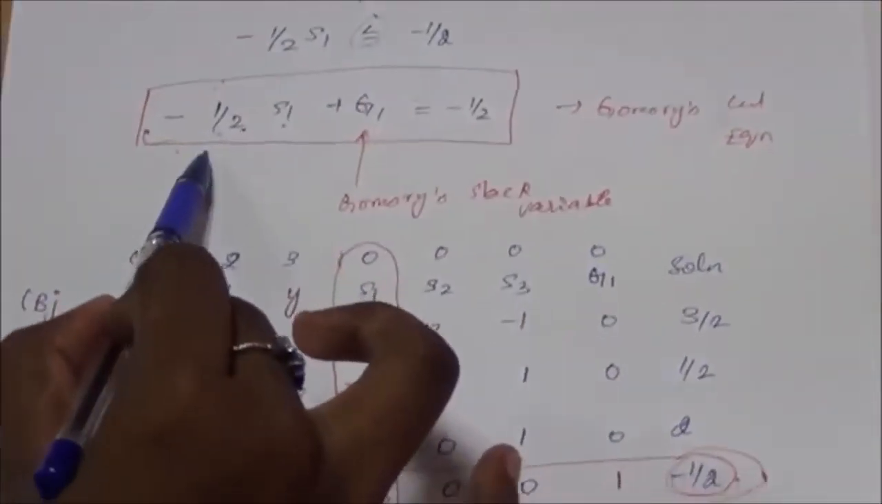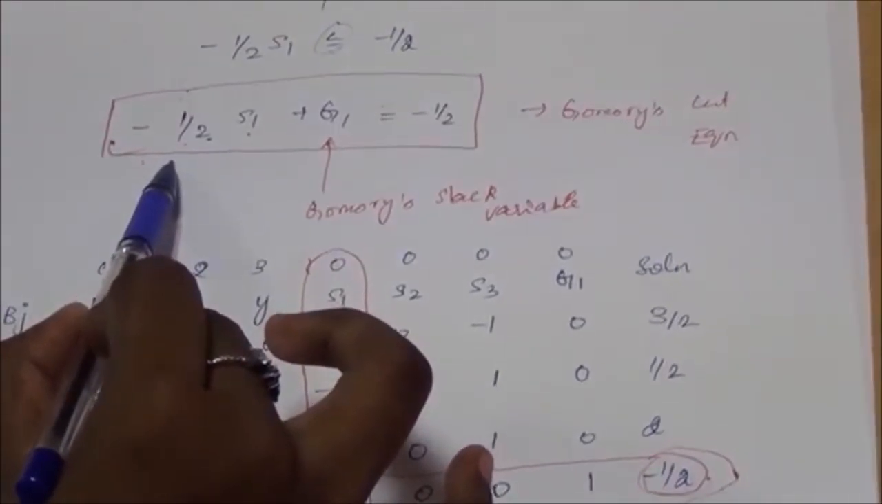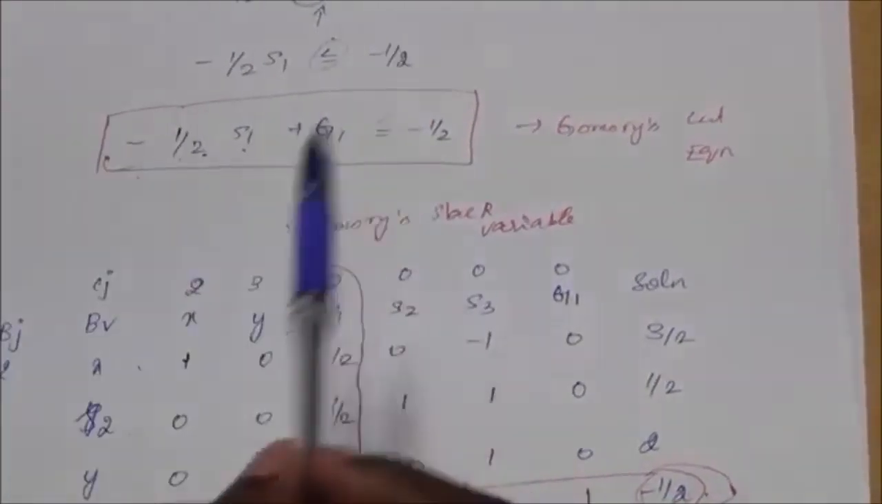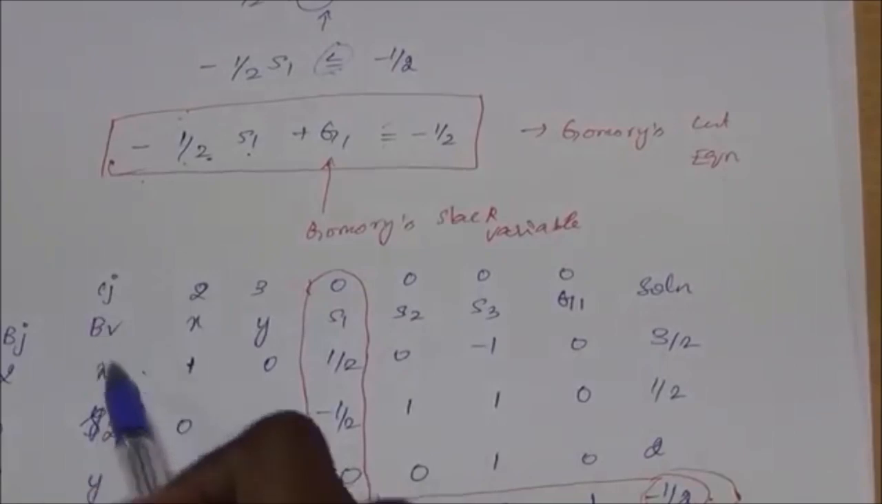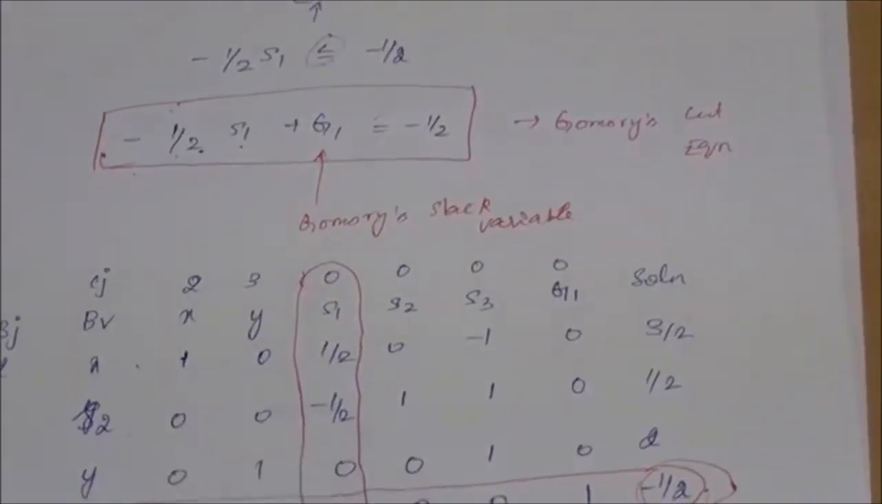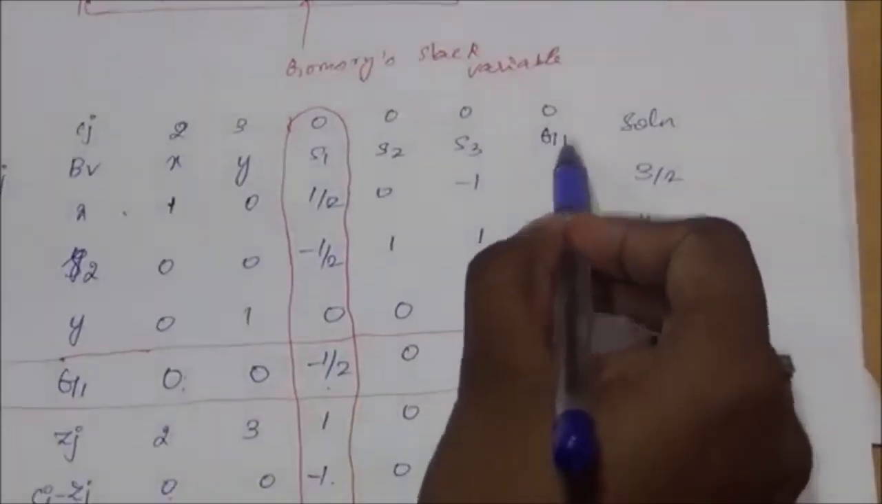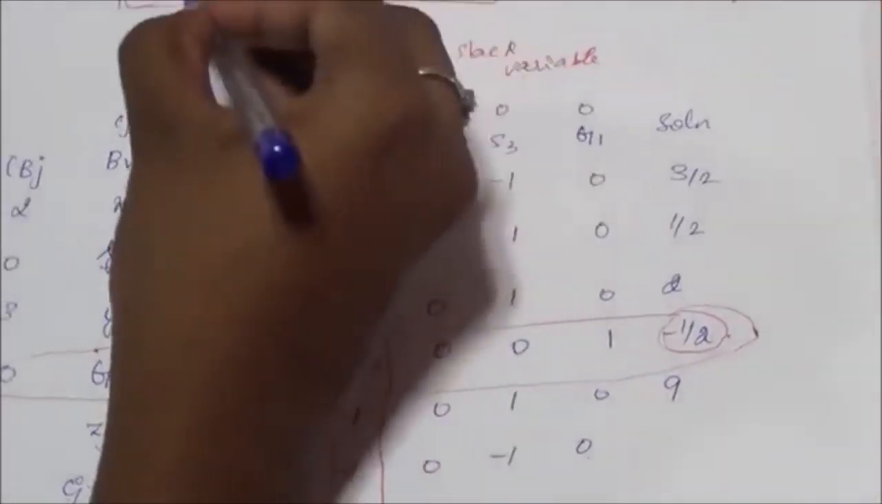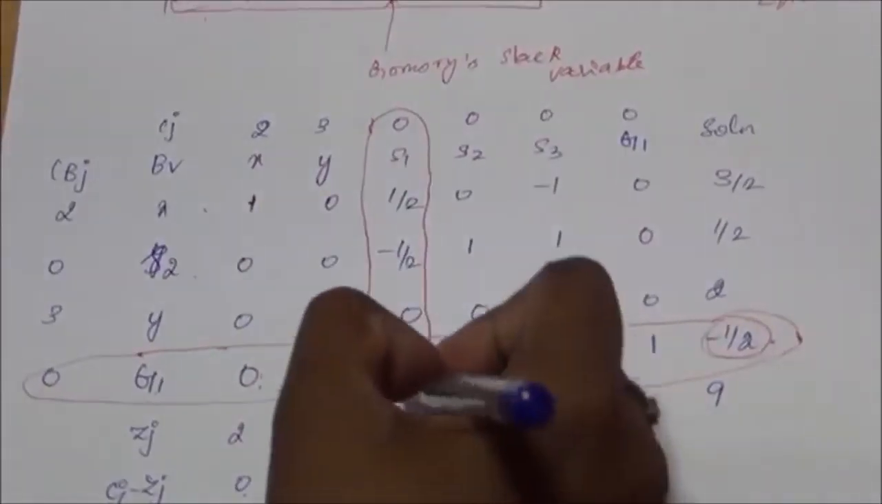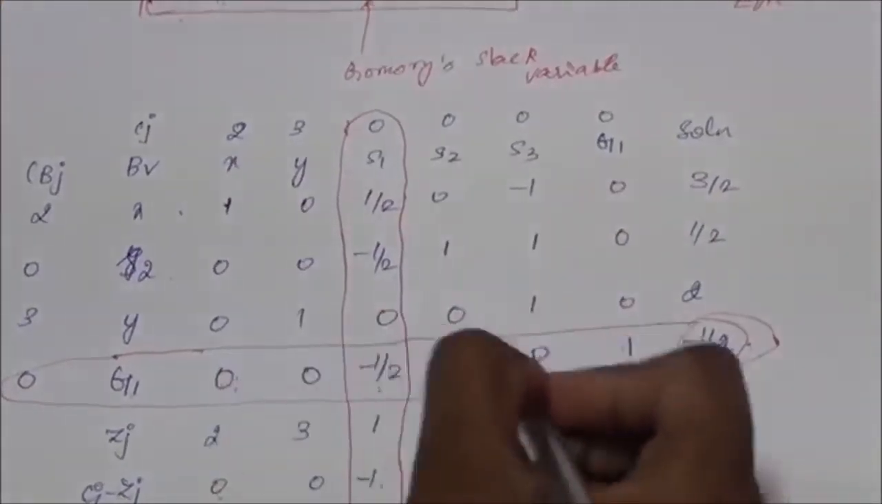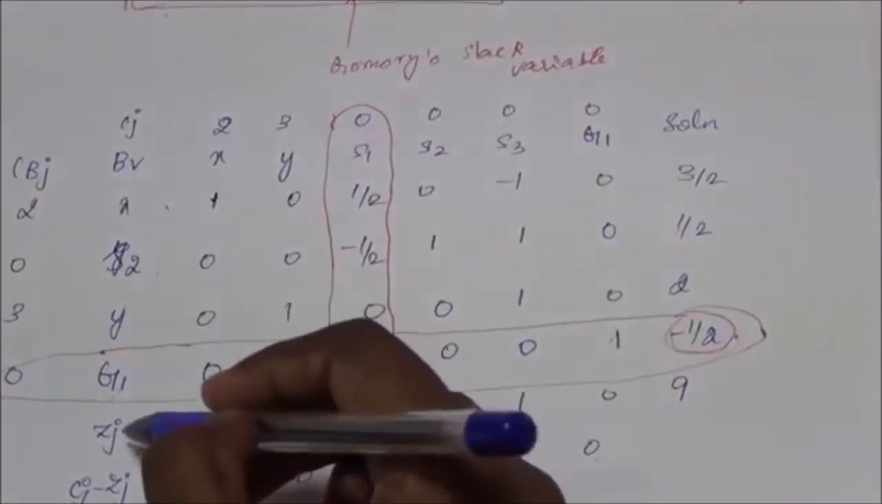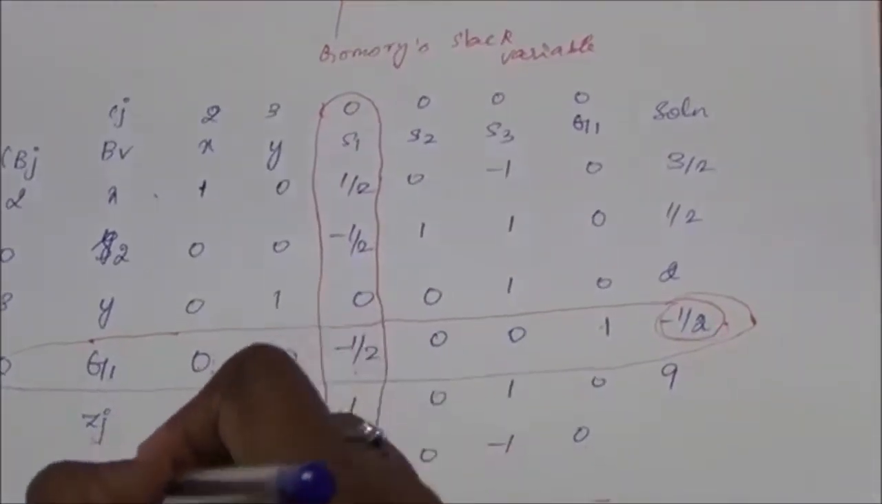We have to include this constraint to the last table of the simplex method. So the same table will have to be rewritten again with a new row and column which is nothing but G1, and the corresponding coefficients we find are S1 is minus 1 by 2 and G1 is 1, remaining all 0. Again we have to follow the same process by finding Zj and Cj minus Zj.